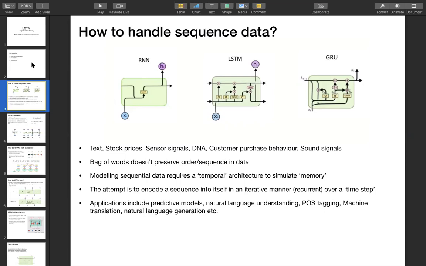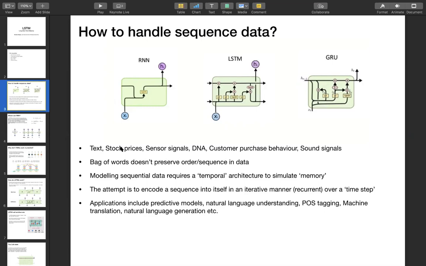Now, a few of the applications where sequence data is modeled via RNNs, LSTMs, and GRUs are, obviously, predictive classification based models. You have natural language understanding. You have part of speech tagging. You have machine translation, which is a very big and still open research area for sequence models, and of course, natural language generation. These are some of the sectors where it is used.